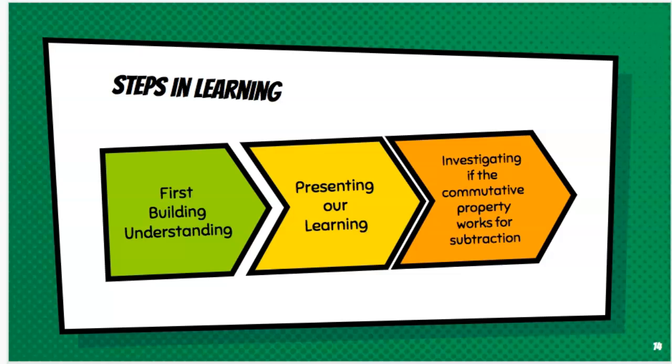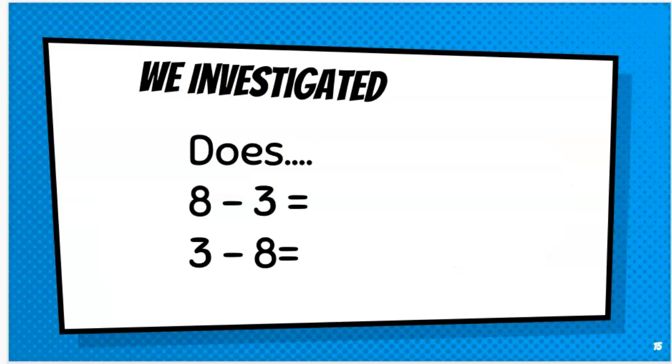The steps in learning. First, we were building understanding, then presenting our learning, and finally investigating if the commutative property works for subtraction. We investigated. Does 8 minus 3 equal the same as 3 minus 8? One little boy stood up and said, only if we're allowed to go into the negative numbers. And we determined that that is not the commutative property.